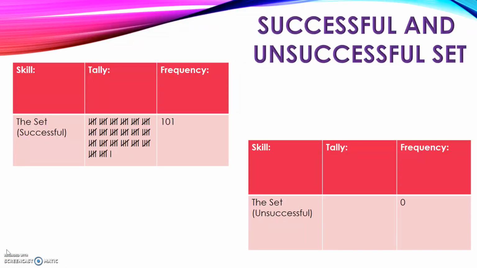The successful and unsuccessfulness of the set. So Team Serbia had 101 successful sets and 0 unsuccessful. This means that every single setter managed to get the ball from a dig into a set and ready for their team players to hit the spike. This means that the team had maximum opportunities possible to get a point in the game. This helped them to win.